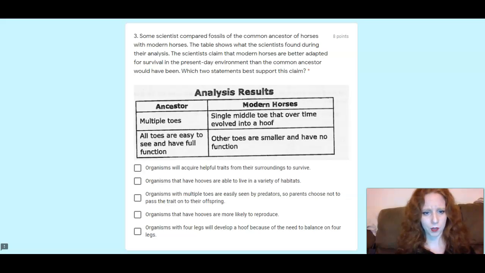Let's look at option 2. Organisms that have hooves are able to live in a variety of habitats. Okay, I can think of mountain goats in different mountainous climates and terrain. I can think of horses. Okay. Deer have a type of hoof. Cows, pigs, lots of hoofed animals. Different types of environments. This one seems doable. Let's keep going and check the other ones just in case.